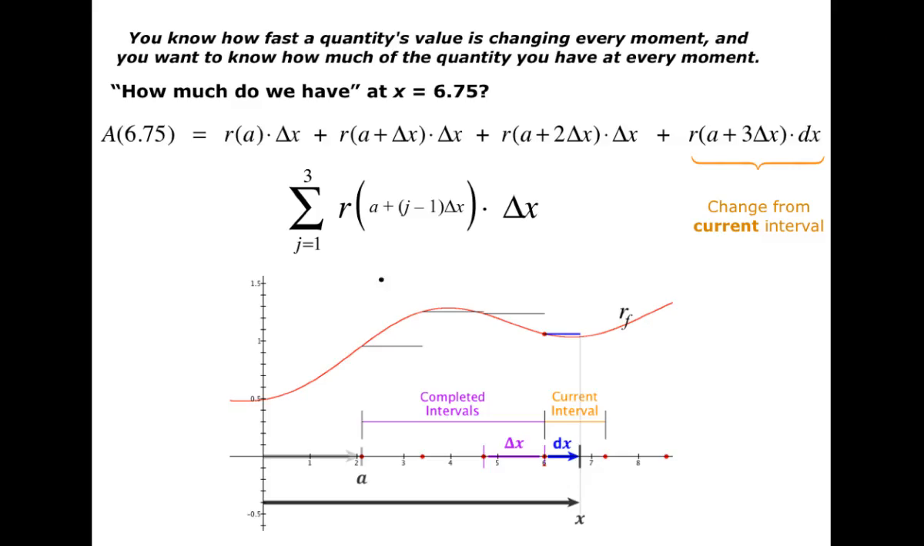Okay, so it's your friend because if we've got 50 intervals or 100 intervals, we don't want to write all those out. And so we can just write out the one generic interval and say we want to add them all up from 1 to 100 or 1 to 50 or whatever it is. Okay, so now let's work on the change from the current interval. That's what we're going to work on now.